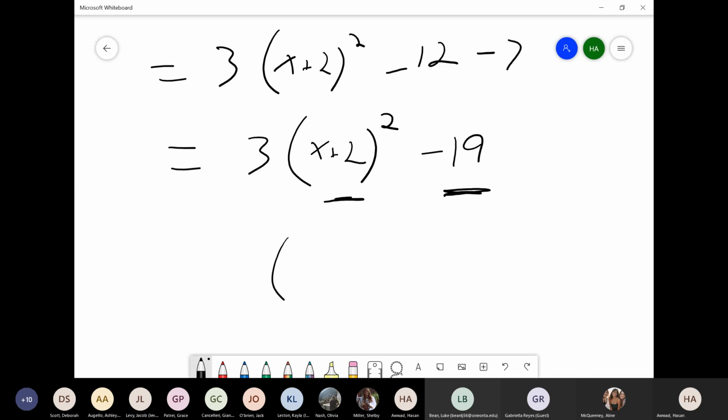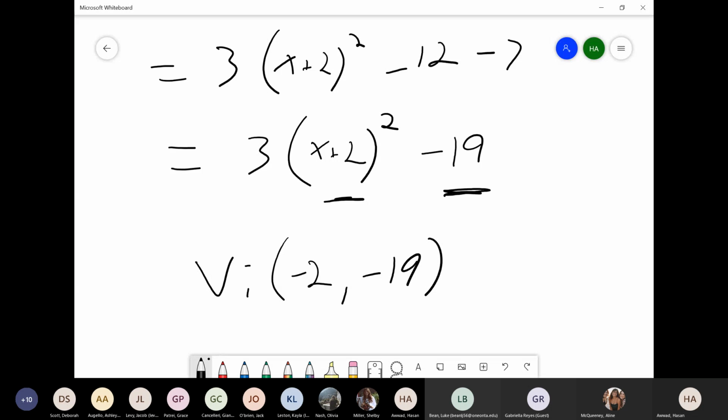So instead of it being a positive 2, you have to recognize that it is a negative 2, not a positive 2. But for the k, it is exactly what the sign says. So k, it says that it's a negative 19, so we directly pull negative 19. And so negative 2, negative 19 is your vertex.